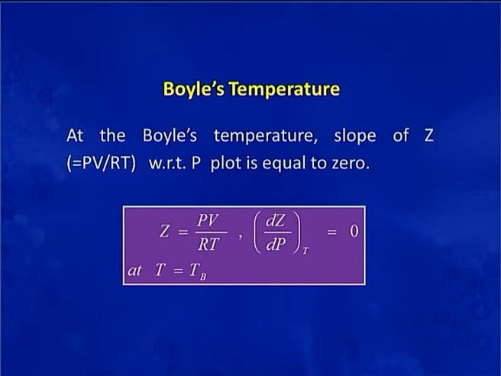At the Boyle's temperature, as I told you, the slope of Z, that is PV by RT, with respect to pressure is equal to 0. So, you can write Z is equal to PV by RT and the slope is 0. So, dZ by dP at T is equal to 0. This is the condition at Boyle's temperature.